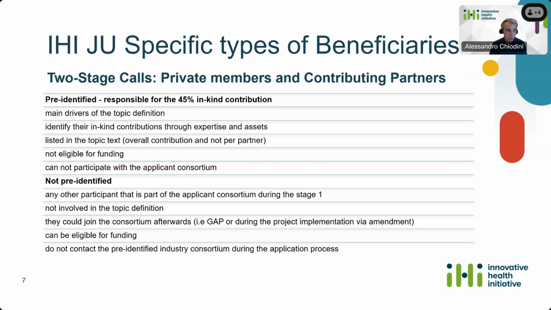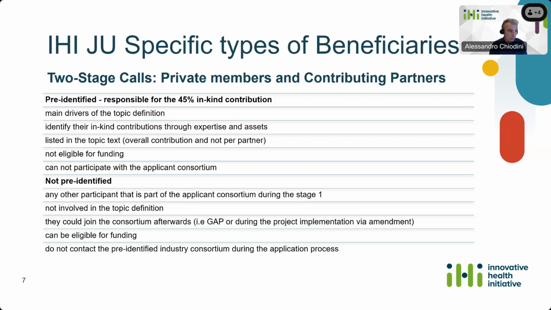You might know or remember, if you have attended a previous webinar, this term of 45%, because in our single basic act establishing IHI, it is mentioned that 45% of the cost needs to be borne by industry consortium members. This is what they need to have. But this is for the pre-identified ones. You as a potential applicant only need to take care of the preparation of your proposal. They are listed as members in the topic text, and their contribution is there.